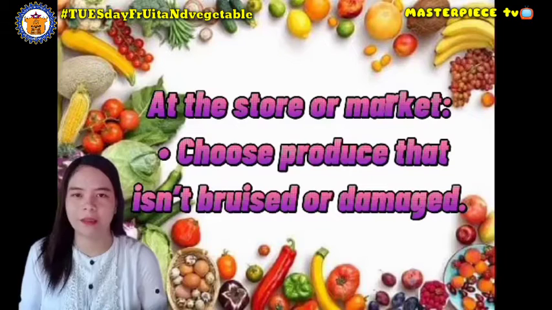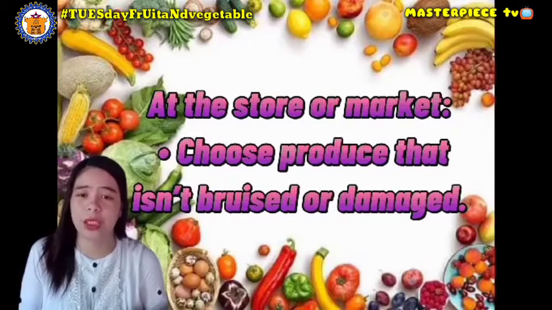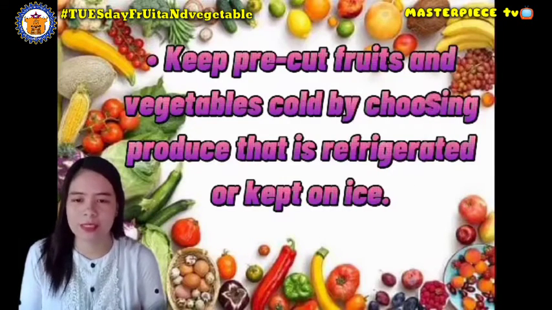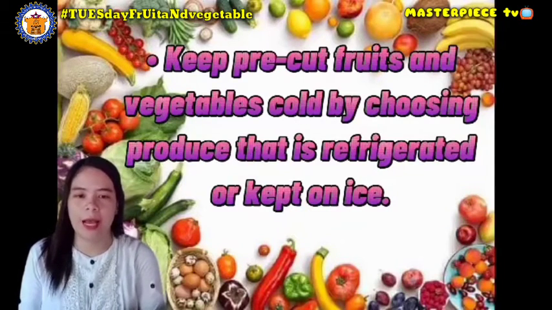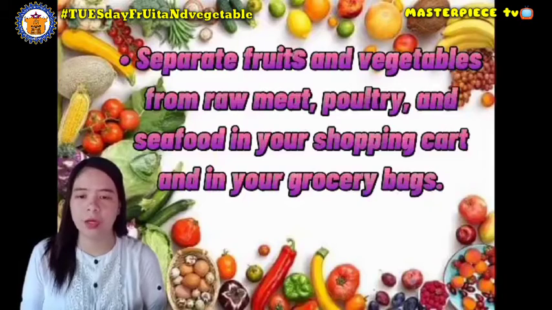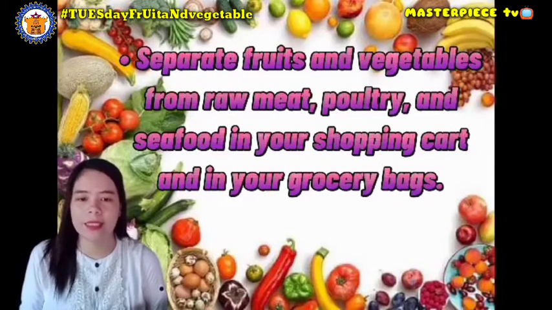The store or market. Choose produce that isn't bruised or damaged. Keep pre-cut fruits and vegetables cold by choosing produce that is refrigerated or kept on ice. Separate fruits and vegetables from raw meat, poultry, and seafood in your shopping cart and in your grocery bags.